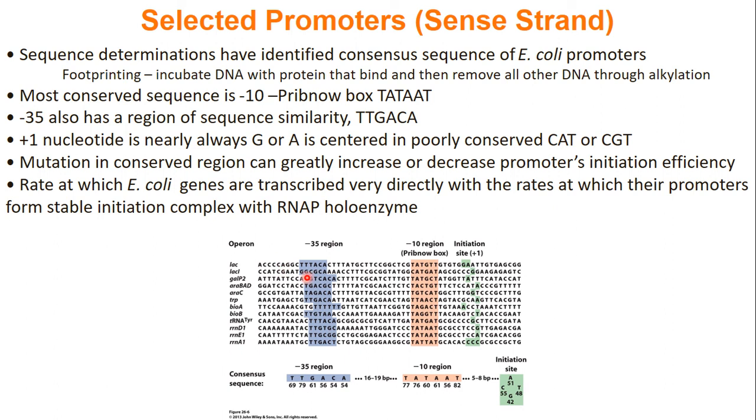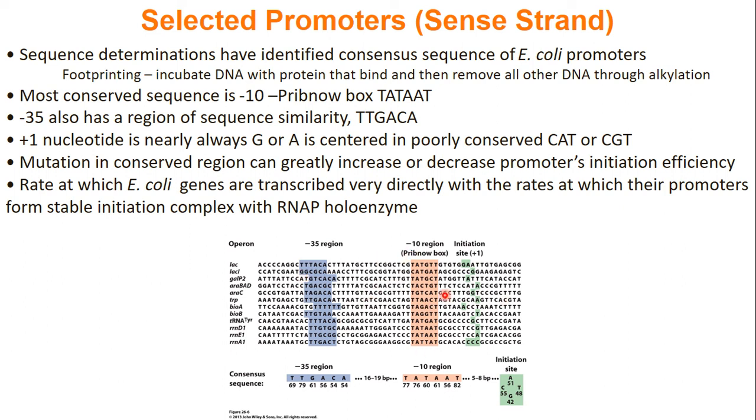Now, the way that these sequences were determined is through footprinting. What you do for footprinting is you have your protein bind to your DNA, and then you remove all the unbound DNA through alkylation. When you do that, you can see which DNA was bound to your protein. That's how the Pribnow box and the -35 region were discovered.